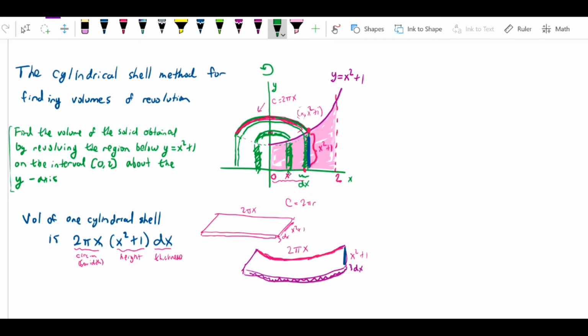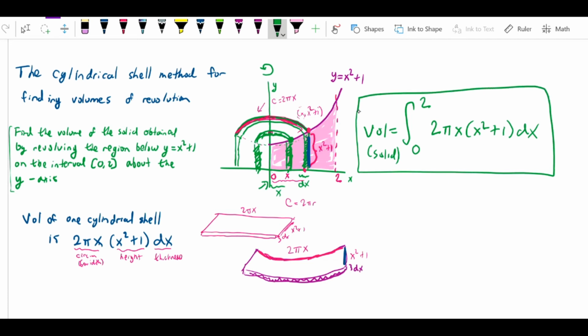Its radius is still going to be a distance of x from the axis of revolution, and its height is still going to be x squared plus 1. It's just that we're at a different point x, so the value of x is going to be different, but the equation doesn't change. So if this is the equation for the volume of one shell, guess what I can do? I can add up all the shells using the magic of the integral sign that looks like an S for sum, and I simply do that from the lowest possible value of x, which is 0, to the highest possible value of x, which is 2, and this is now the volume of the full solid of revolution. And that's the method of cylindrical shells.